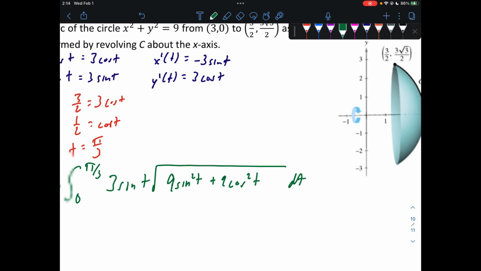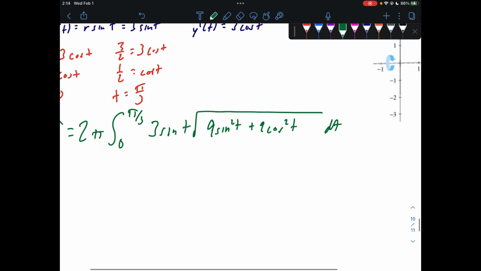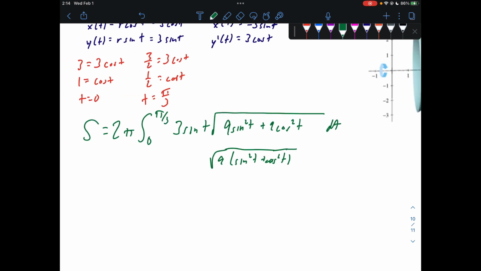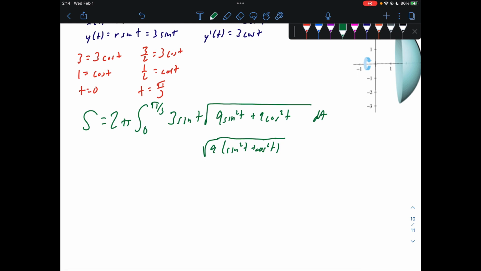So I said we could do this without a calculator because we can do this without a calculator. All right, just doing some thinking here. This root would be root 9 times sine squared plus cosine squared. And sine squared plus cosine squared is just 1. So it's just root 9. So that's just 3. Right? So we have the square root of 9 sine squared plus 9 cosine squared becoming the square root of 9 times the square root of 1, which is just the square root of 9.